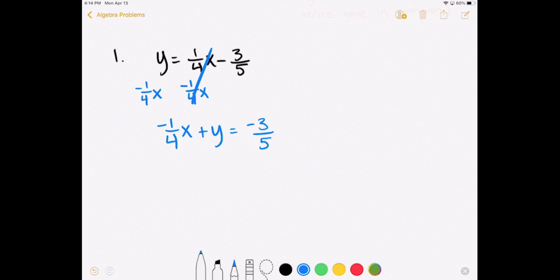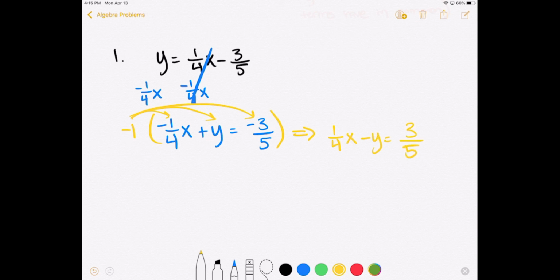All right, now step 2 says that the X, or this term right here, cannot be negative. Well, mine is currently negative, so we gotta fix that. And I told you that what we're gonna do is multiply the entire equation by a -1. That -1 has got to go to everything. So I get a positive 1/4 X minus a Y equals a positive 3/5.